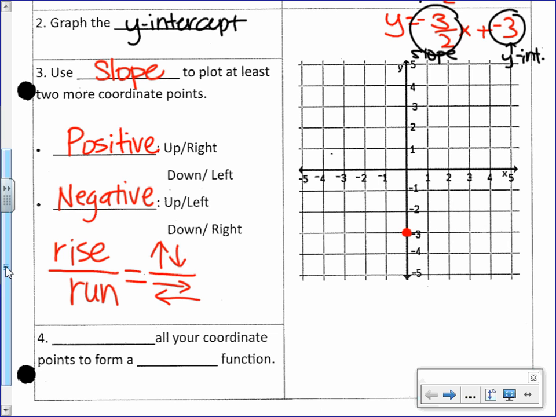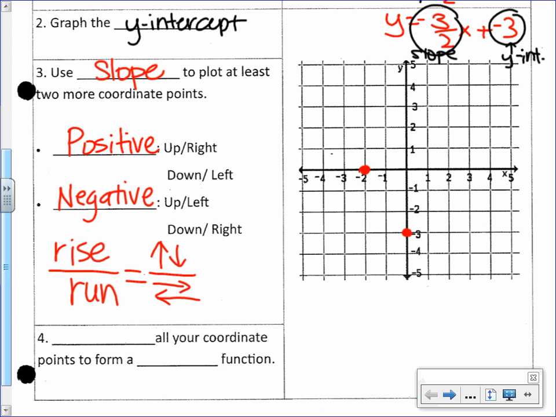Yes, ma'am. Do you go up 3 and then across 2? Yep, we're going to talk about it right here in a second. Okay, so I'm going to do it and then you can do it, but pay close attention. It's negative, so I'm going to go up and to the left. It tells me I go up 3 from the y-intercept. You have to start at some point. So I'm going up 3: 1, 2, 3. And then it says run 2. So up and then 2 to the left: 1, 2.